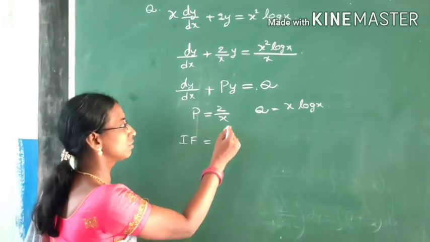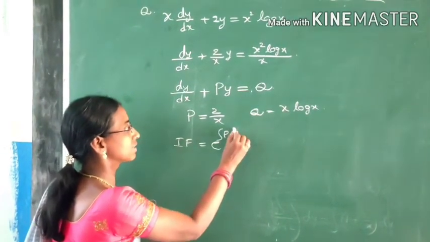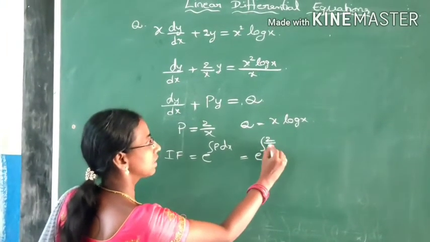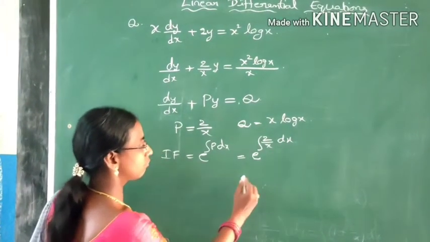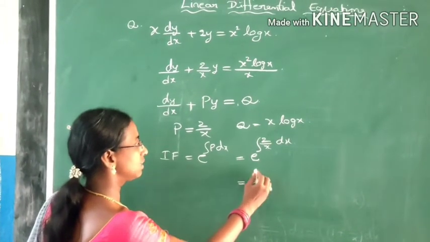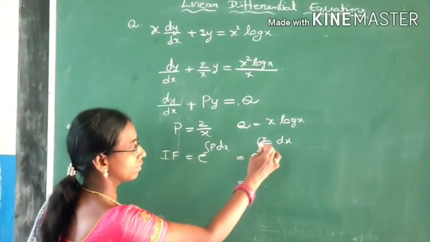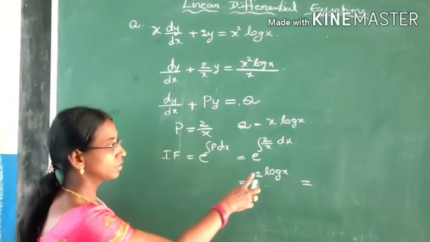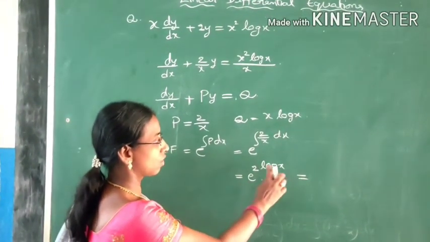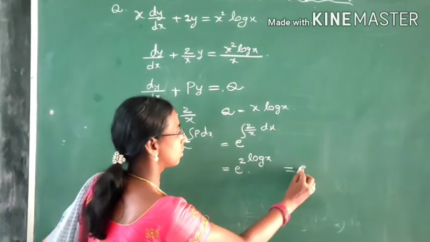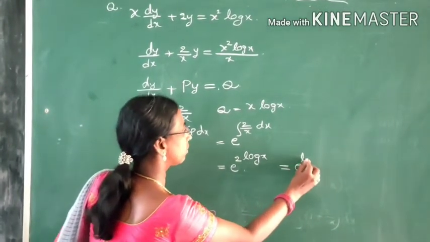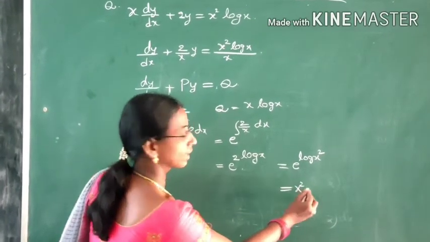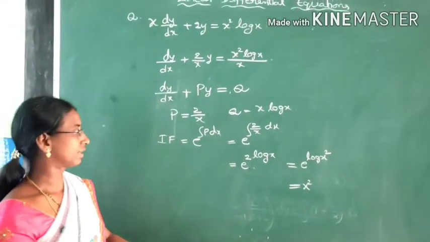Integrating factor is equal to e power integral p dx, which is equal to e power integral 2 by x dx. The integration of 2 by x is, 2 is constant, and the integral of 1 by x is log x. So you can write 2 log x as log x square. Therefore e to the power log x square will give you x square. X square is the integrating factor.